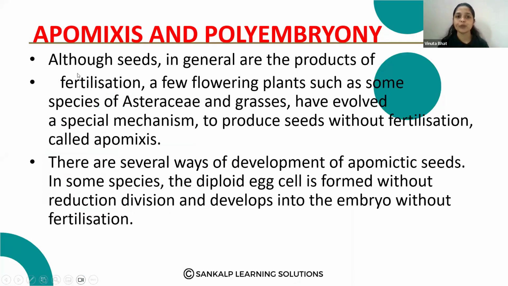Apomixis and polyembryony. You know that the seeds are formed after the fertilization in the flowering plants, right? But a few flowering plants such as Asteraceae and grasses have evolved a special mechanism that is called apomixis.